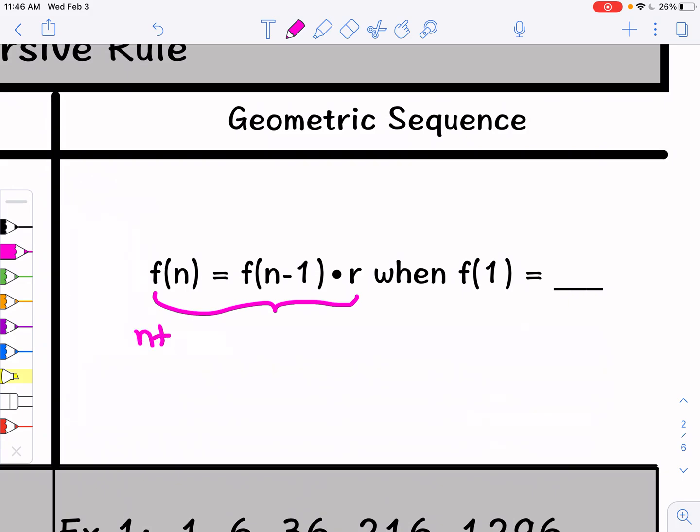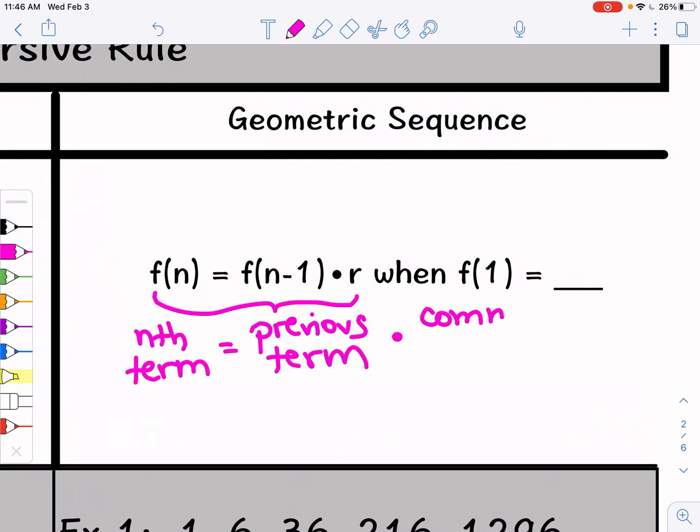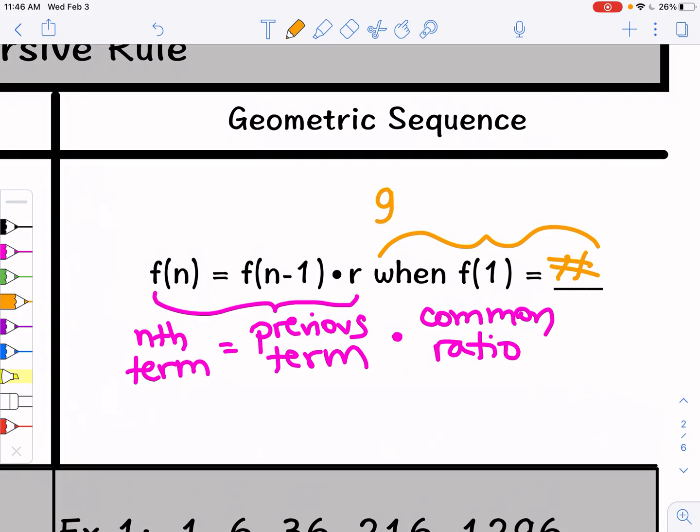So what this means is this is the nth term equals the previous term times, instead of the common difference, we have common ratio. And then when f of 1 equals some number, because we have to know where we start, this is given the first term.